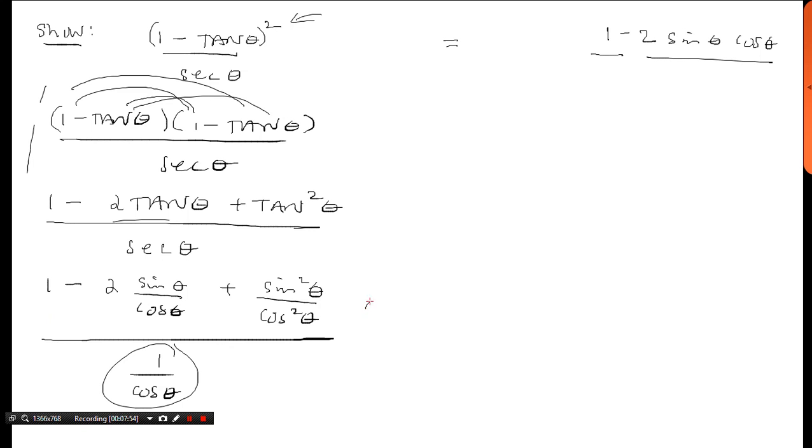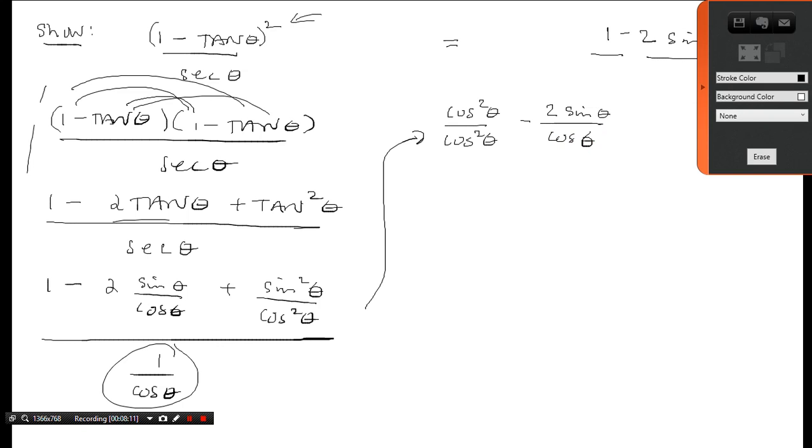So once again, watch the birdie. 1 is just cosine squared theta over cosine squared theta. Minus, and maybe we should do this again so you see where it's coming from, 2 sine of theta over cosine of theta. Well, I need another cosine in there, so I should multiply by 1, giving this another cosine of theta over cosine of theta. By doing that, I'll have a common denominator, and then plus sine squared theta over cosine squared theta, which is your tangent squared. And don't forget this is all over 1 over cosine yet.